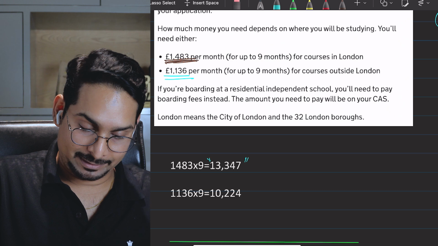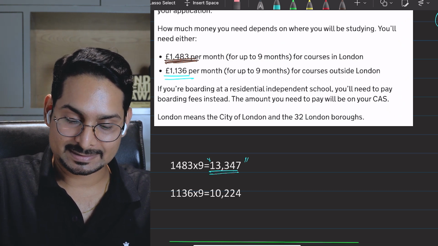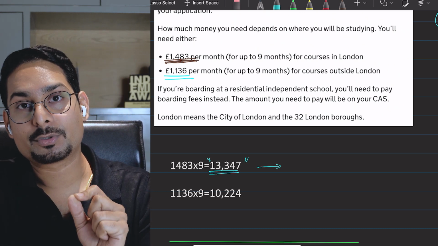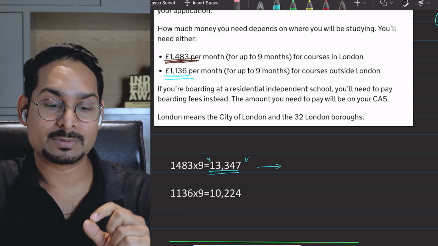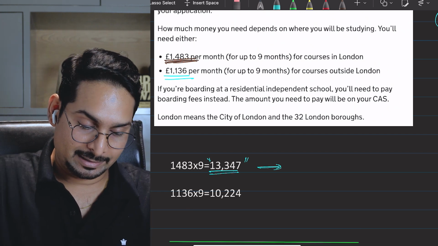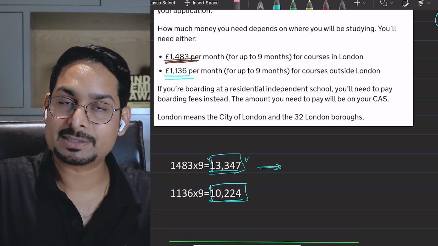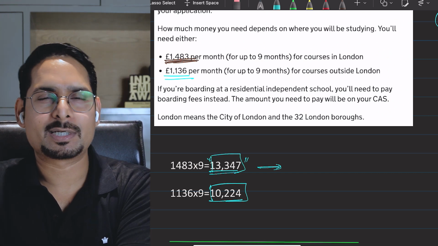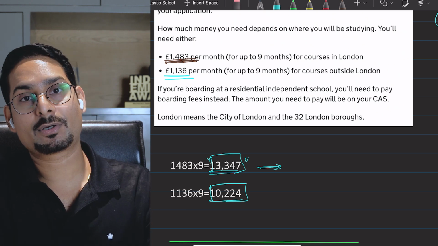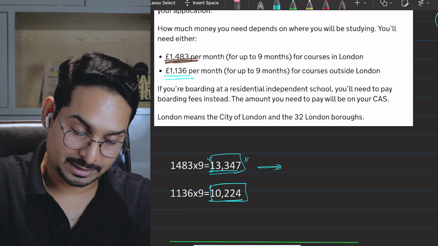So if your university is in London, the total amount comes to 13,347. This is the maintenance funds you need to show apart from your tuition fee. Please make a note. This is apart from your tuition fee you need to show. And if your university is outside London, then this much amount is enough. Now, if you want to convert that into Indian rupees, you can multiply by the conversion rate of, I think, it's 112, 115. You can check it on Google, the price, and then accordingly you can convert and see how much it comes to in INR.